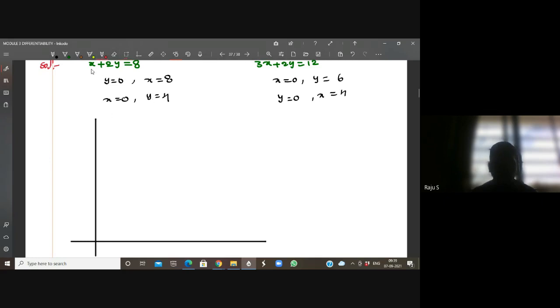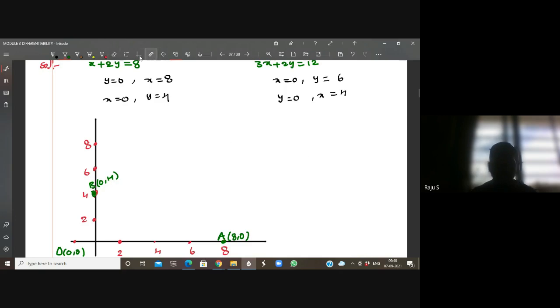First, I'm going to draw the graph of x plus 2y is equal to 8. When x is equal to 0, y is 4, and when y is equal to 0, x value is 8. I'm going to take here 2, 4, 6, 8. I'm taking two units on both axes. This is clearly the origin, 0 comma 0. Here the point I'm taking is A, which is 8 comma 0. And when x is equal to 0, y is equal to 4. This I'm taking as point B, B is 0 comma 4.